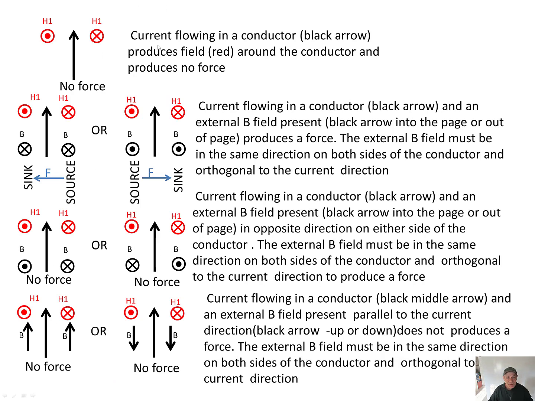So here are some examples. Current flowing in a conductor. This is a black arrow, which is a current flowing in a conductor, and it produces a field right around the conductor and produces no force. This case is no force.